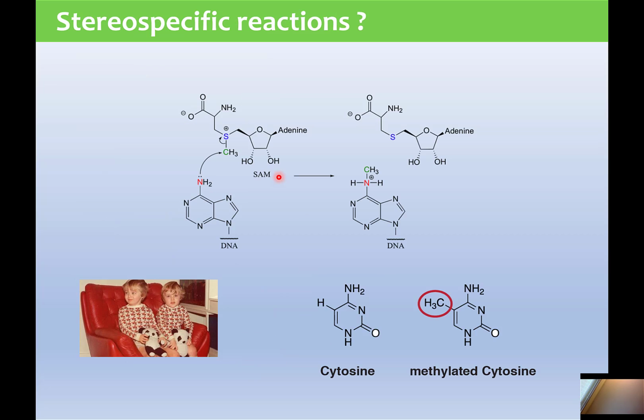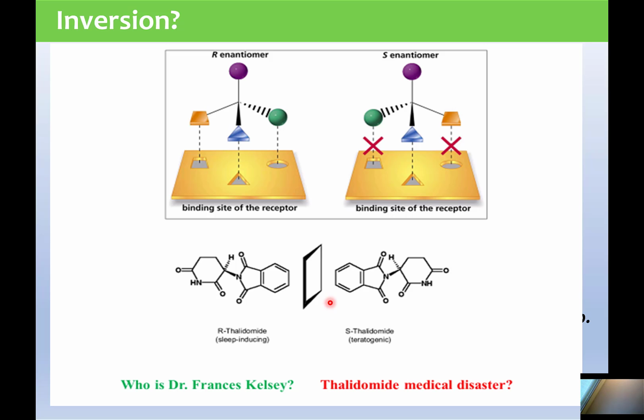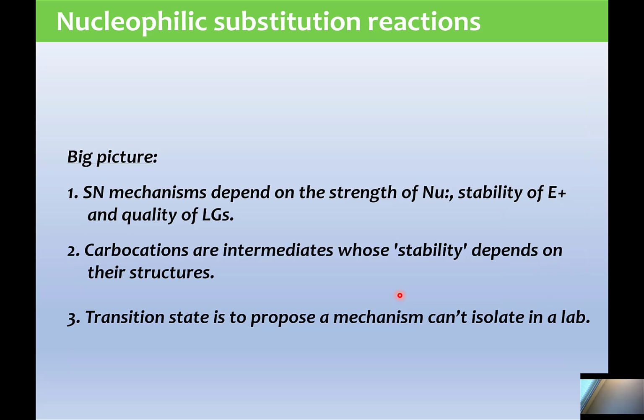Just to notice why stereospecific reactions are important. Think about DNA methylation, where specific coenzymes and enzymes specifically methylate cytosine. That's one example. Another one, look at this asymmetric center. This is the object and the other is the image, and one is sleep inducing, the other one is teratogenic. So this is a really important thing in biochemical reactions, right?